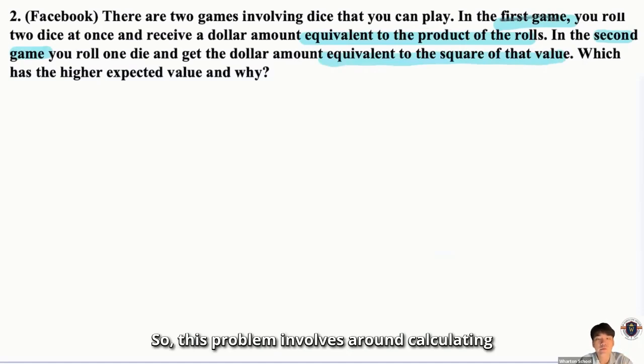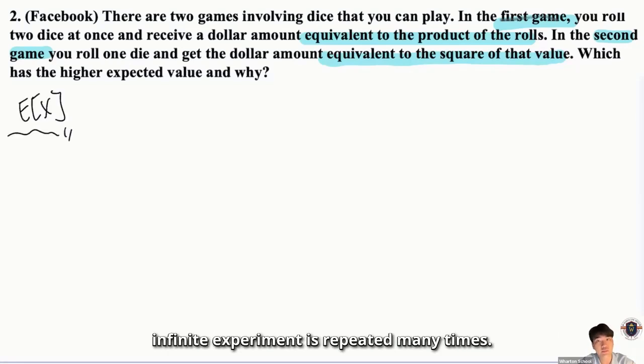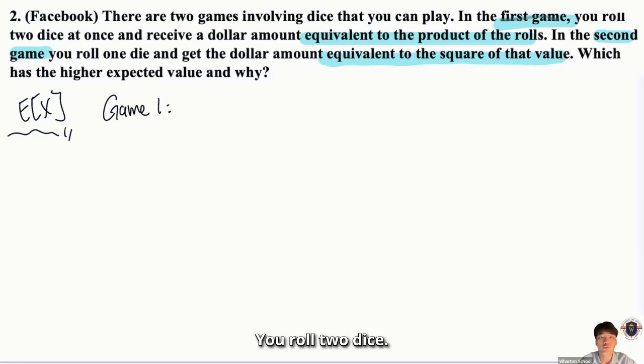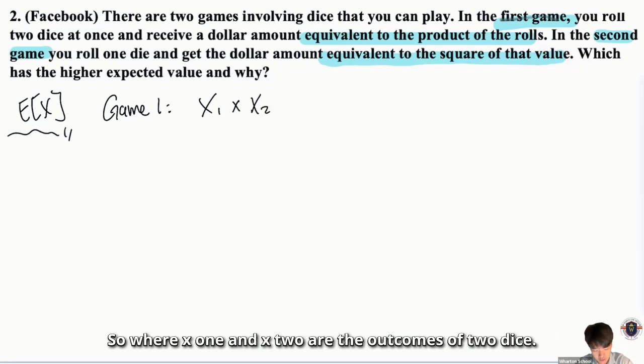So this problem revolves around calculating expected values for two different random variables. The expected value denotes the average outcome if an experiment is repeated many times. So let's define game one. What is game one? You roll two dice. The dollar amount you receive is the product of the numbers rolled. So let's denote this by x1 multiplied by x2, where x1 and x2 are the outcomes of the two dice.